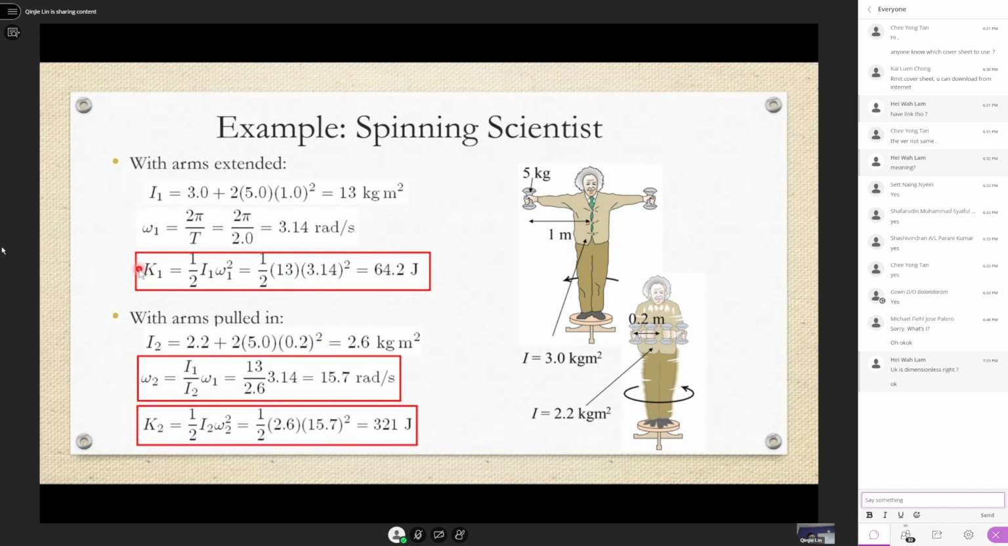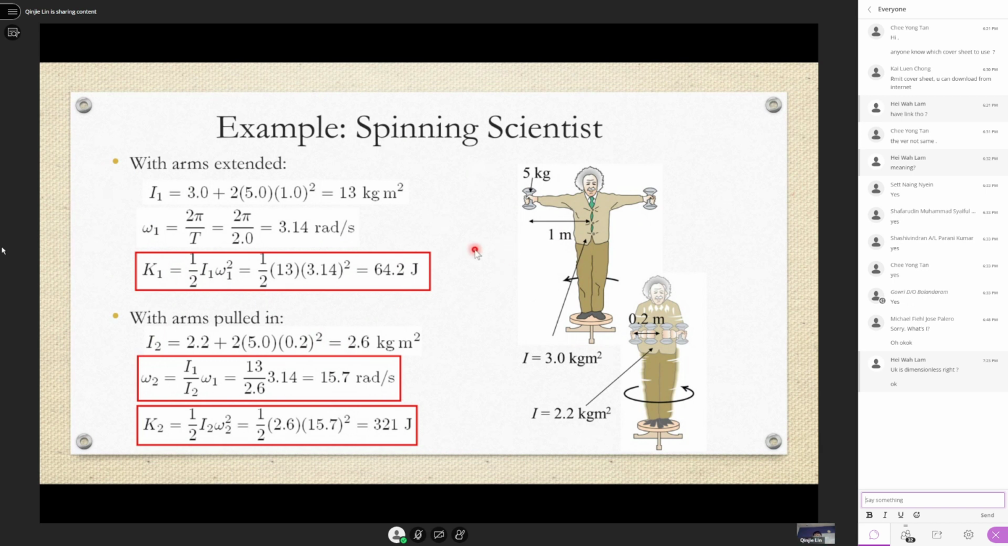Then the second part of the question asks us to compare the kinetic energy, right? So you can also do it now first, and later you can compare. What is your kinetic energy for rotation? It is half I omega squared, right? You have your I, you also have your omega already. So you can find your kinetic energy at the start. Okay, so this is the starting scenario with the arms extended.